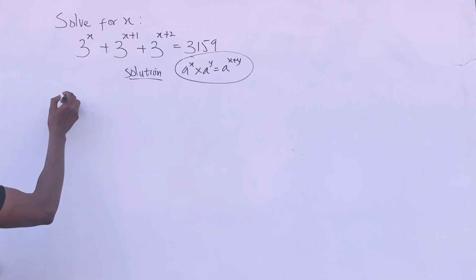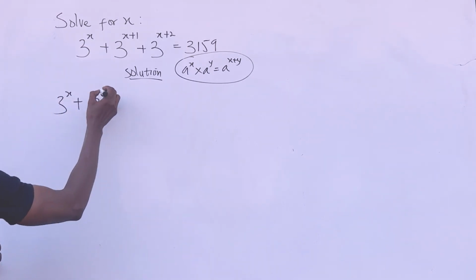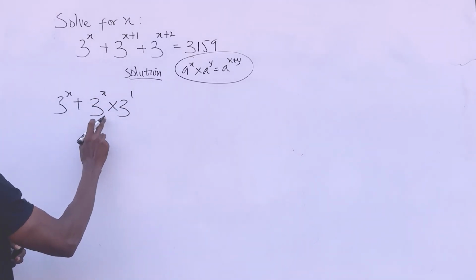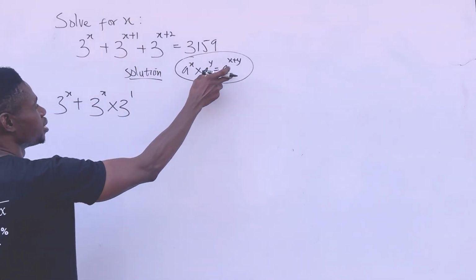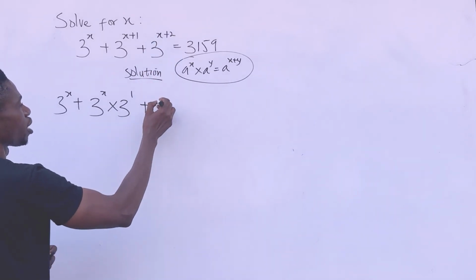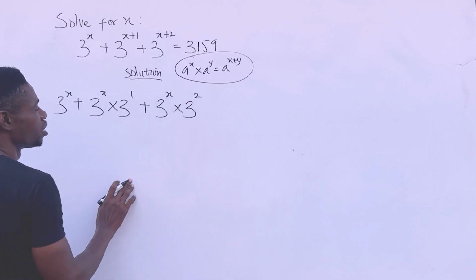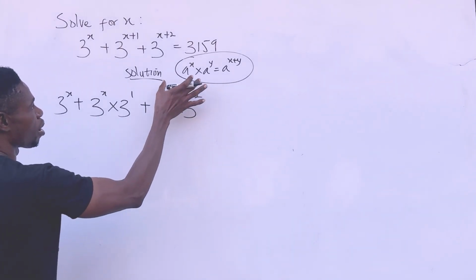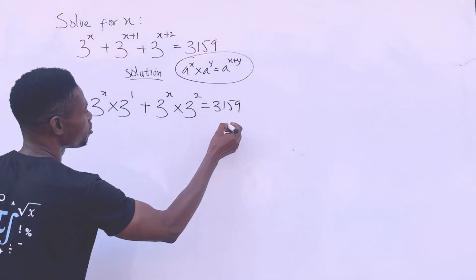So this will give us 3 raised to power x plus 3 raised to power x times 3 raised to power 1. Remember, when you are multiplying 3 and 3, we add the powers, right? It gives us x plus 1. So we're just applying this law of indices here to break this down. So plus, in this other case, we'll have 3 raised to power x multiplied by 3 raised to power 2. Remember, when you multiply these 3 and 3, same number, you add the powers and it gives you this. So we'll have equal to 3159.